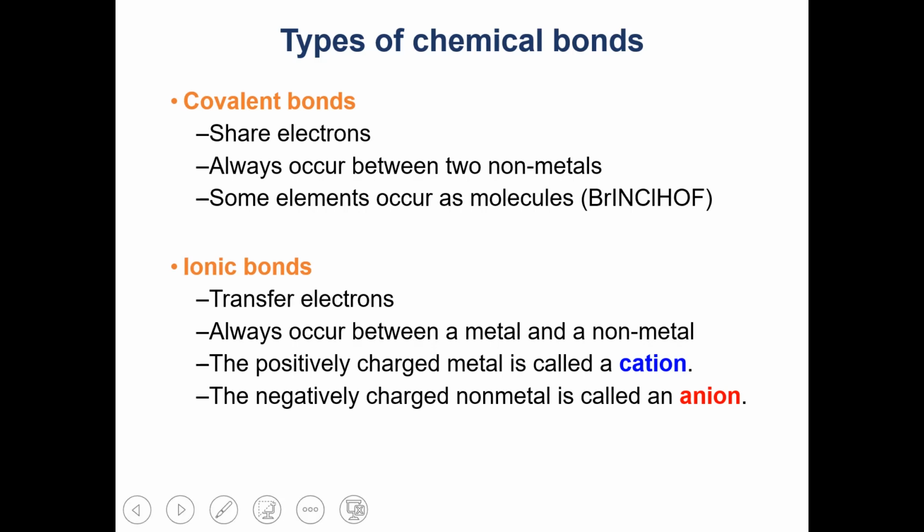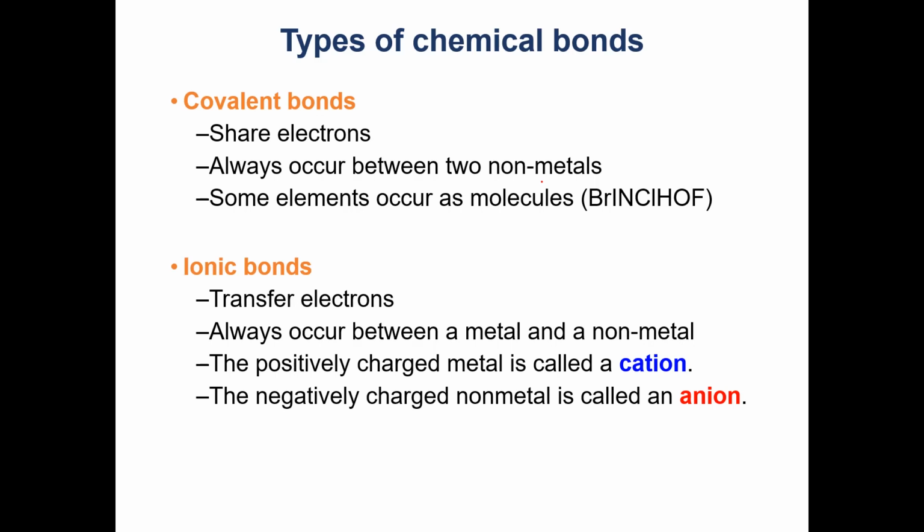So we're going to talk about different types of chemical bonds, and then we're going to talk about how to name different types of compounds. So covalent bonds are bonds in which the electrons are shared between atoms. Covalent bonds always occur between nonmetals. So the key features in covalent bonds are that they occur between nonmetals and that they share electrons.